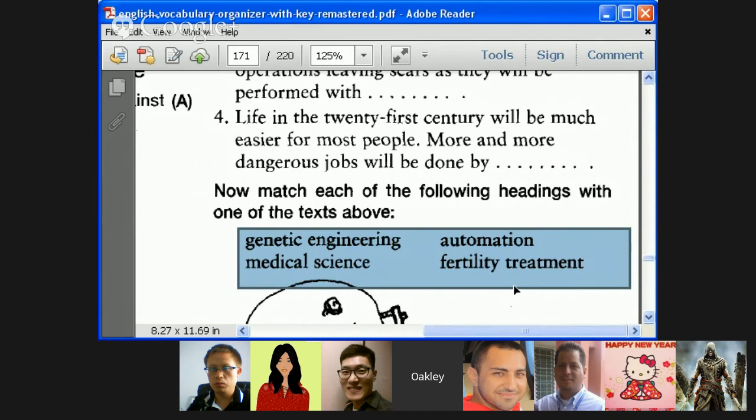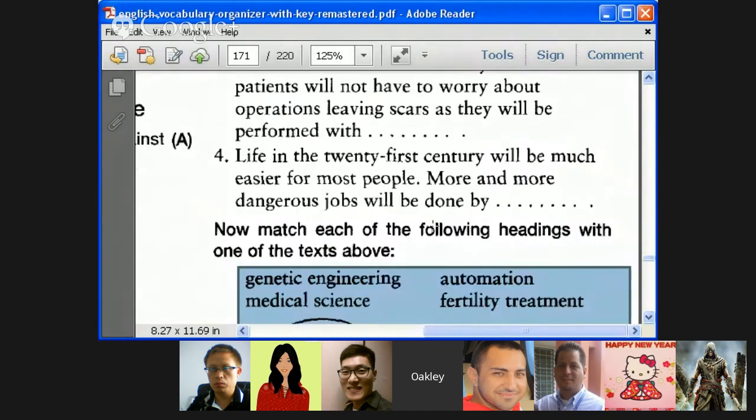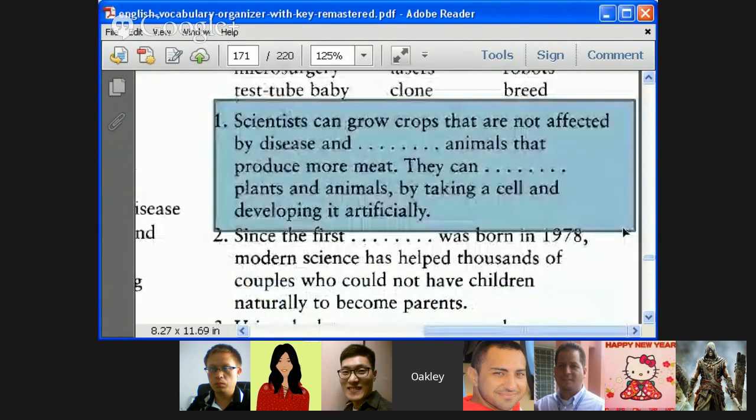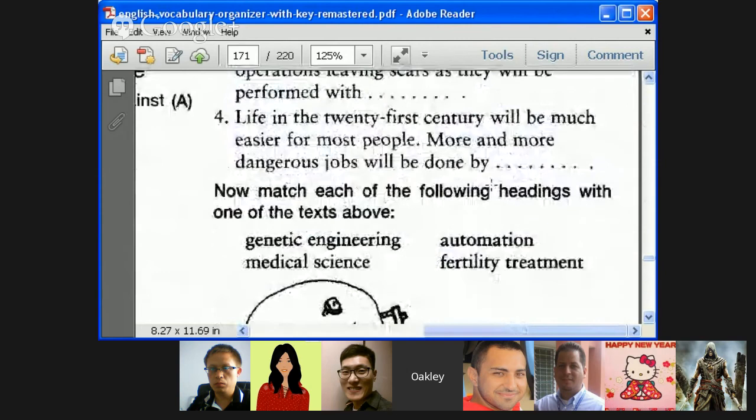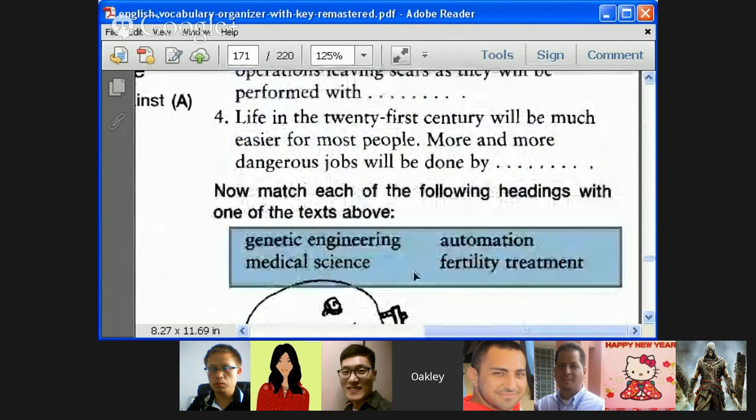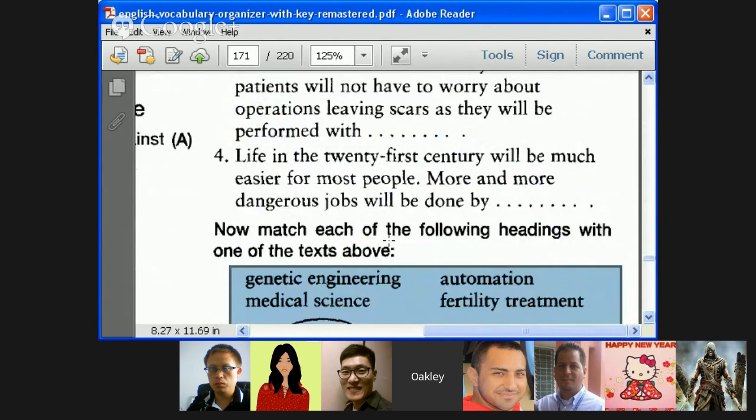So, Leandro, what is the first one? This first field is talking about cloning animals and selective breeding. Which one is that? Genetic engineering. Genetic engineering, indeed. Okay.